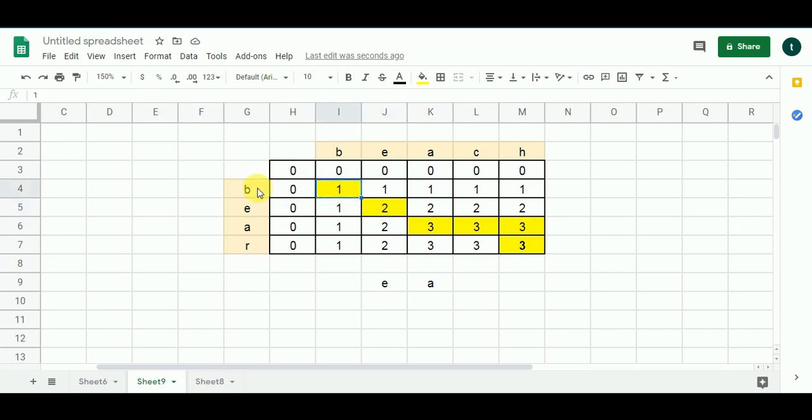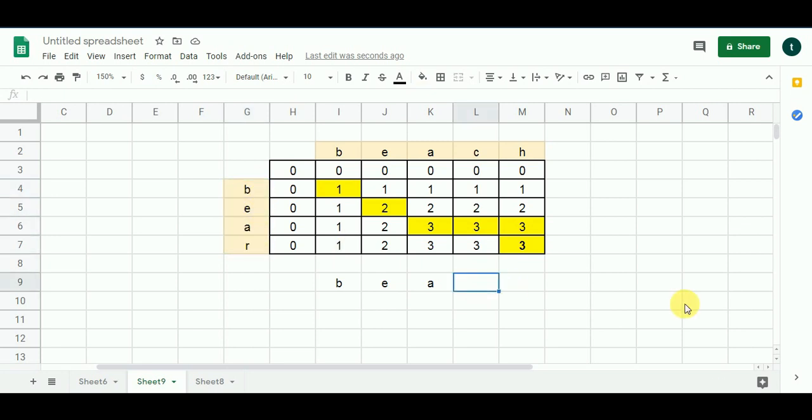Alright, now B also matches with B. So I have got my first character as well, and this one is coming from here, and this is where the series ends. So BEA becomes my longest common subsequence. Now remember that we are finding the shortest common supersequence. So all I have to do is take the character or characters which are remaining after eliminating this longest common subsequence from string 1. So if I remove the longest common subsequence from this string, I get only R.